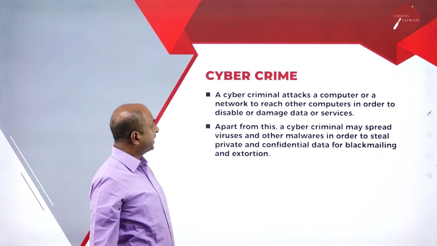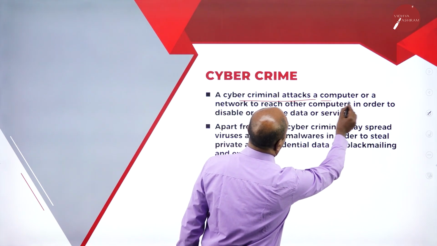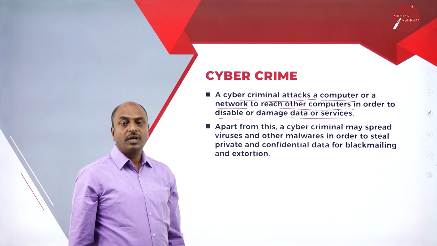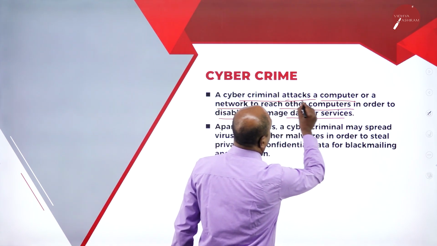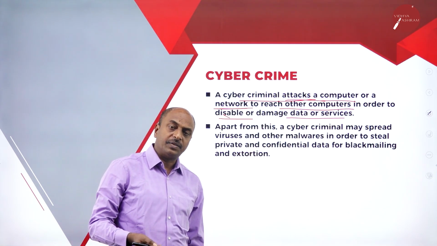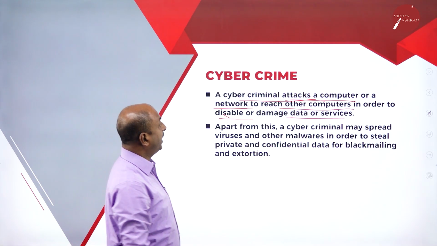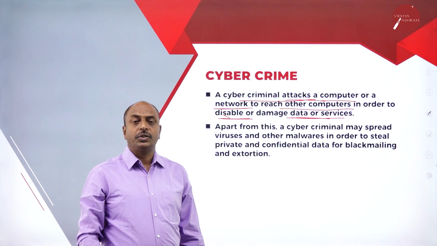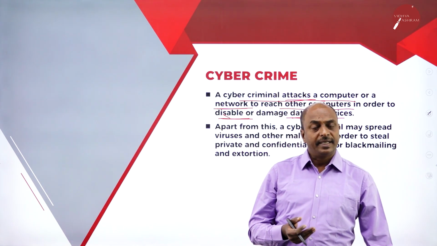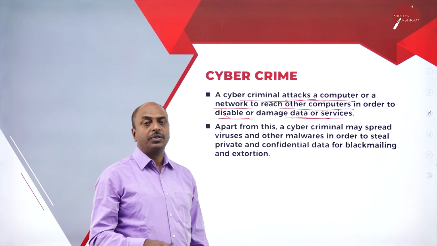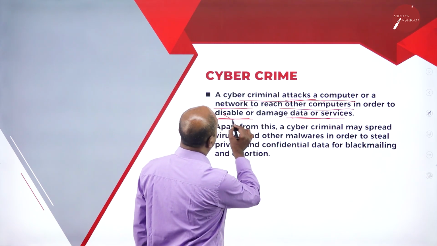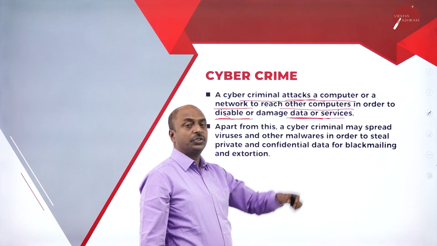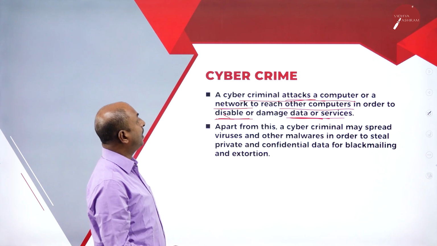This is cyber crimes. In the next slide, a cyber criminal attacks a computer or a network to reach other computers in order to disable or damage data or services. One of the cyber crimes is attacking a computer network. It may be a LAN, a WAN, or different forms of network. The criminal tries to get into another network to get the personal data of a particular enterprise or organization, or intentionally to disable or damage the data or services, or to cause hardware or software damage to the enterprise. This is one type of attack or cyber crime.